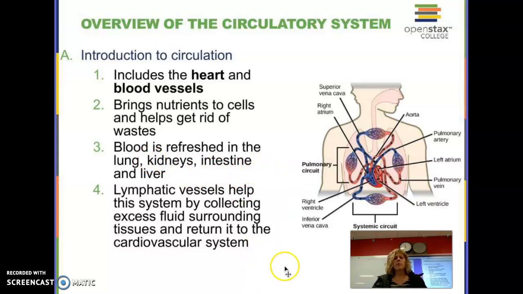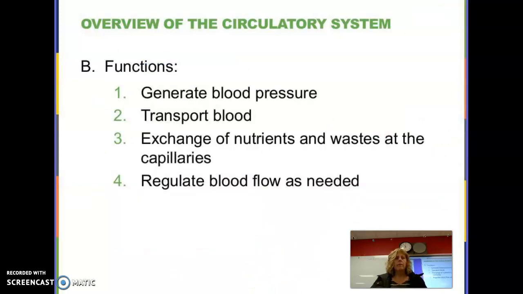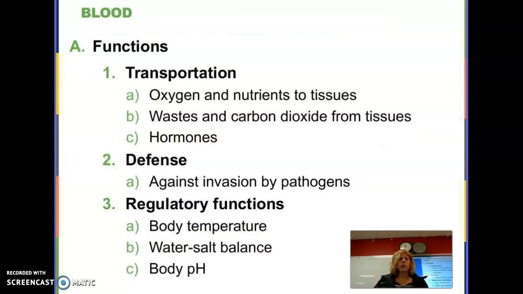And then we'll talk about the lymphatic system too. Lymphatic vessels help this system by collecting excess fluid surrounding tissues and returning it to that cardiovascular system. I did mention blood pressure, transporting blood, exchanging nutrients, and then that regulation of blood flow. Overview of an outline of the important functions of the blood.